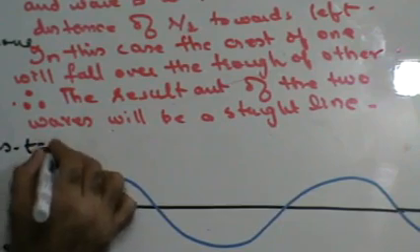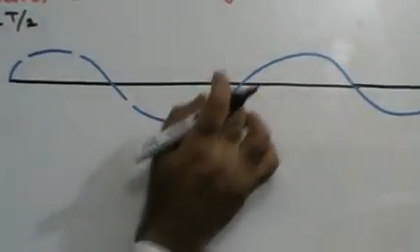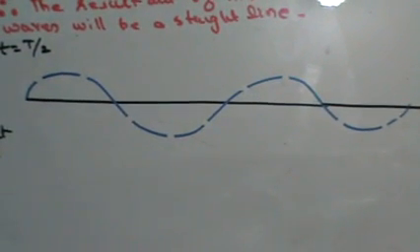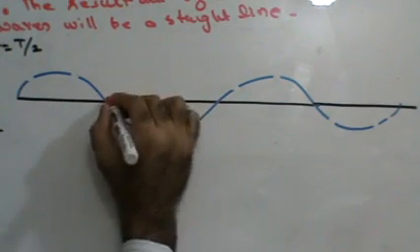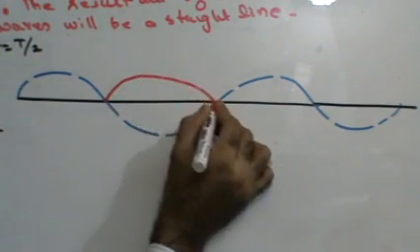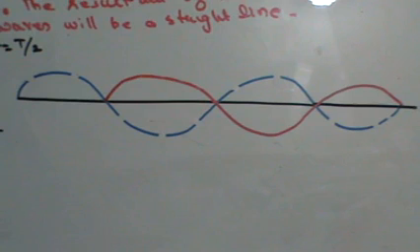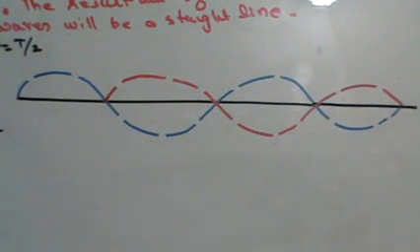This is at time t equal to T by 2. The waves would have moved by a distance, the entire distance of lambda, so the crest of one will fall on the trough of the other. Again, crest and trough are in opposite directions, therefore the resultant wave turns out to be a straight line.